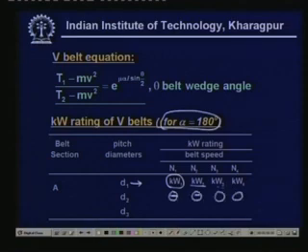All these values, if you consider this as a matrix, are actually specified in a design data book. So from this type of chart one can find out the kilowatt rating of a typical belt section, which is dependent on pitch diameters and the belt speed.